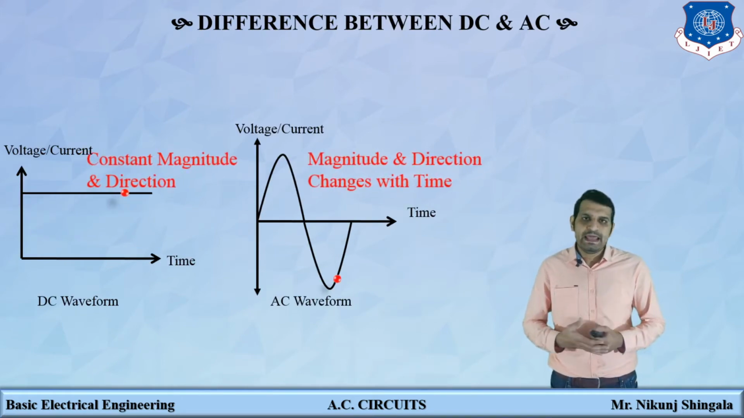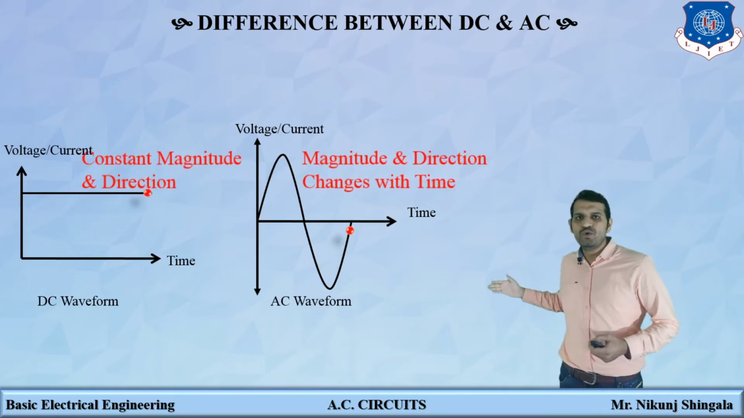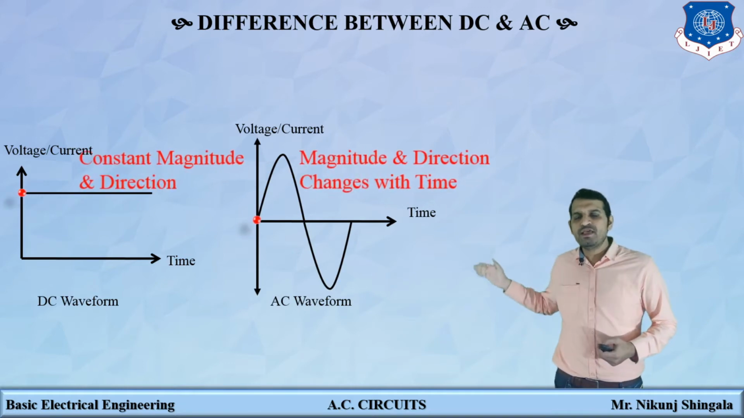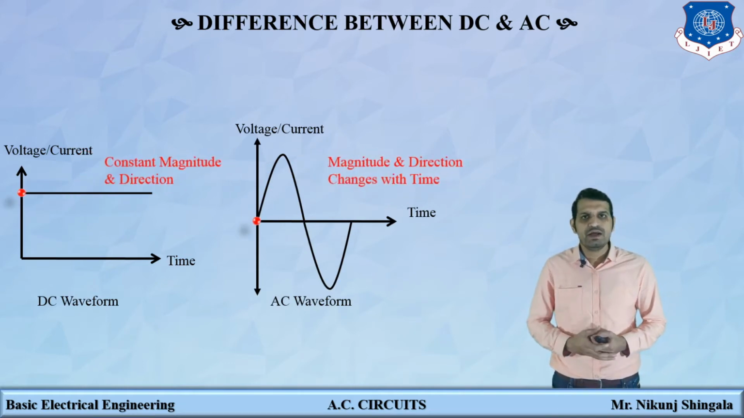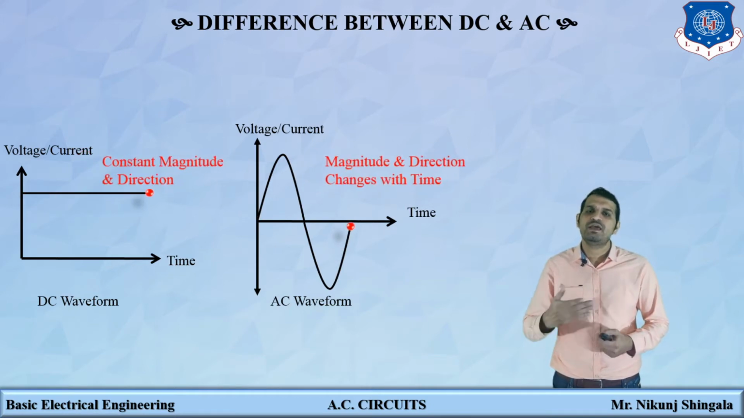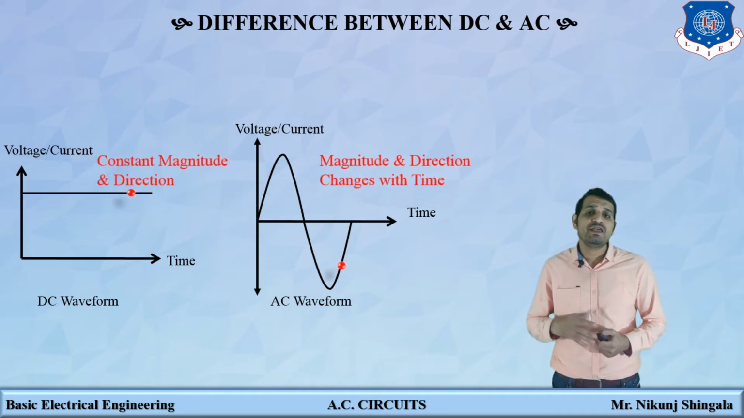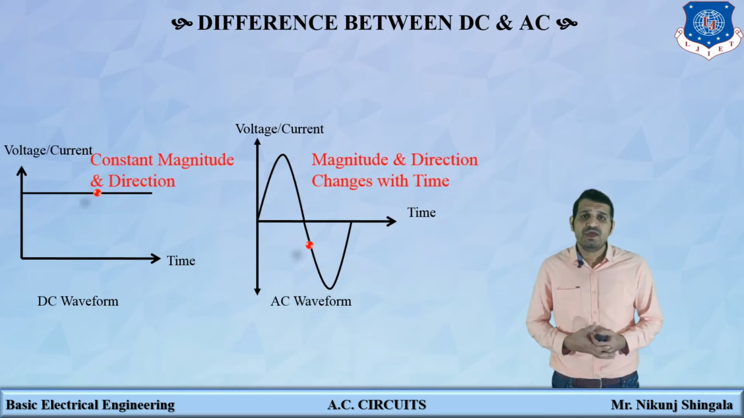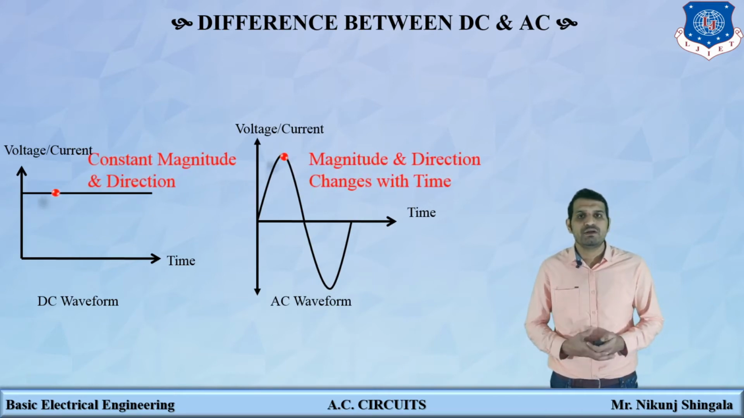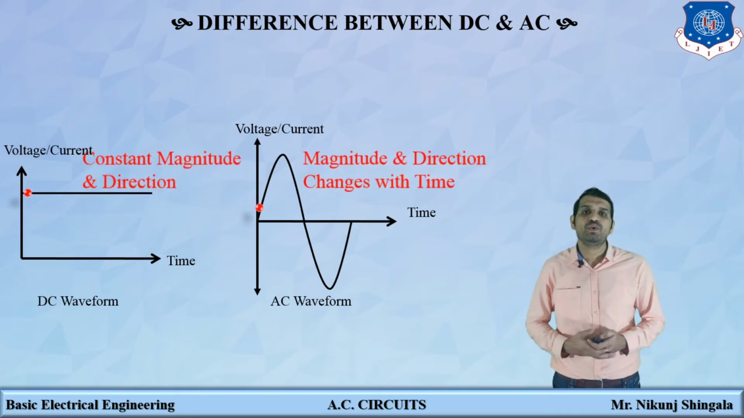DC means what? Direct current. AC means what? Alternating current. So here you can see the two waveforms, DC waveform and AC waveform. The waveforms are for voltage and current quantity. Now what is the definition of DC voltage or current? DC current is a current whose magnitude and direction do not change with time. It remains constant. So here you can see magnitude and direction are constant with respect to time.